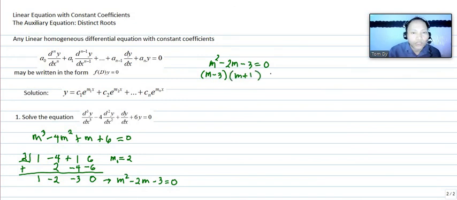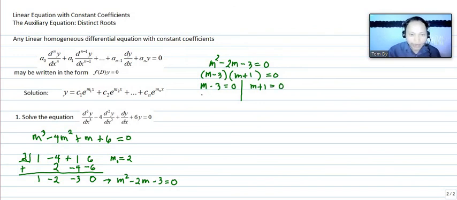Okay, which is equivalent to 0. Take note, negative 3 times 1 is negative 3, and negative 3 plus 1 is negative 2. So this will be our factor. For this case, we have m minus 3 equal to 0. For this part, m plus 1 is equal to 0.